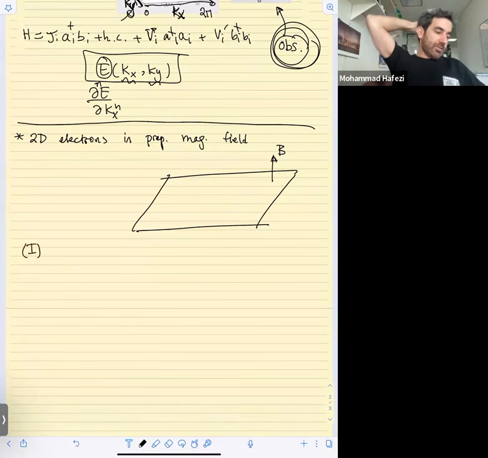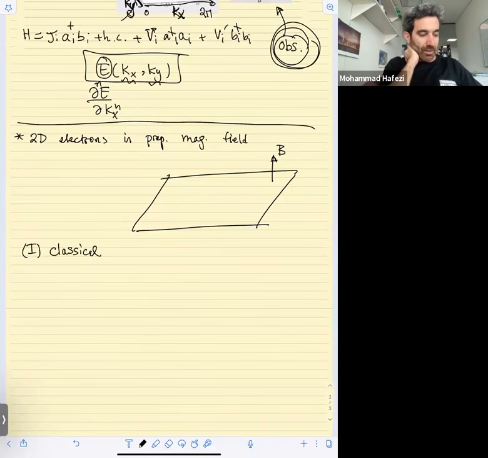So in the classical picture, what do you have? You have an electron, and you will go through cyclotron motion because you have F is equal to qv cross B. And then you learned in first year physics that you would go through a cyclotron motion, either in this direction or the opposite direction, depending on the sign of your charge, right? So it will go through some cyclotron motion with radius r.